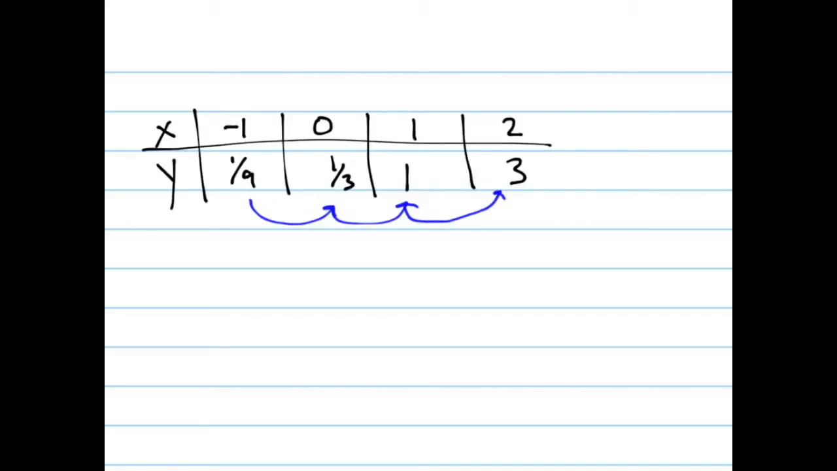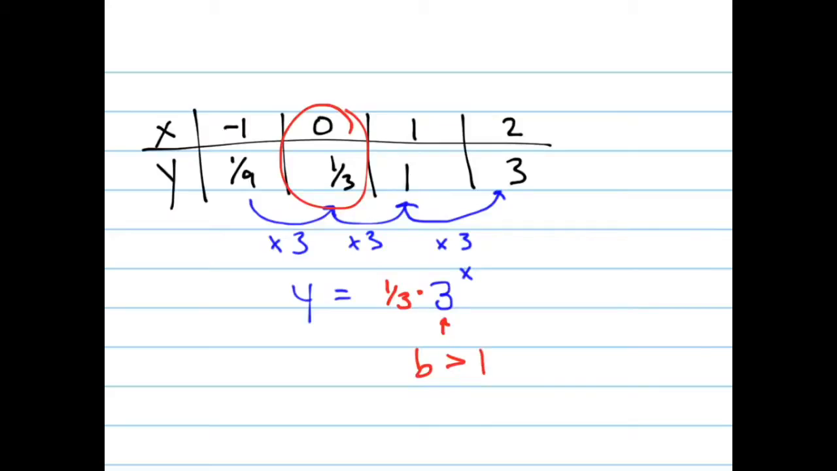Well, 1/9 times 3 is 1/3. 1/3 times 3 is 1, and 1 times 3 is 3. So this is exponential growth with a base of 3 and our starting value when x is 0 of 1/3. That would be our equation, and it's growth because b is greater than 1.